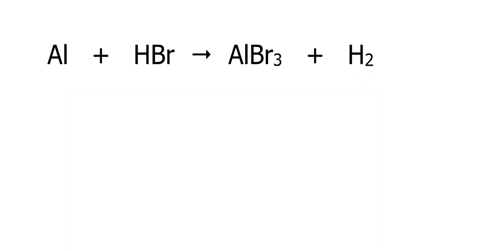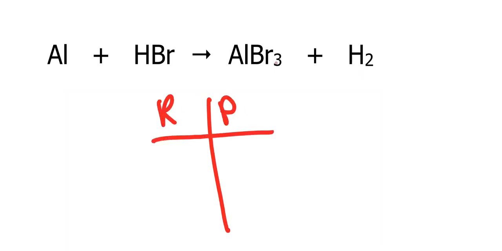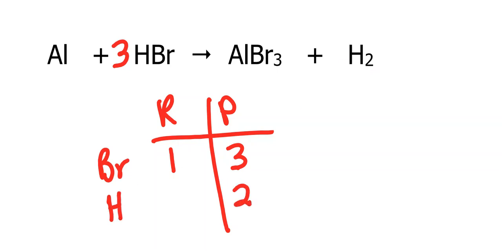Let's start with the bromine. And I'm going to go ahead and do this little scoreboard. So for bromine, I have 3 in the products, and I only have 1 in the reactants. So I'm going to need a 3 here. Okay, and now hydrogen is tricky because in the products I have 2, in the reactants I have 3. So this is kind of like the last one. I'm going to need to change 2 coefficients to get this to work.